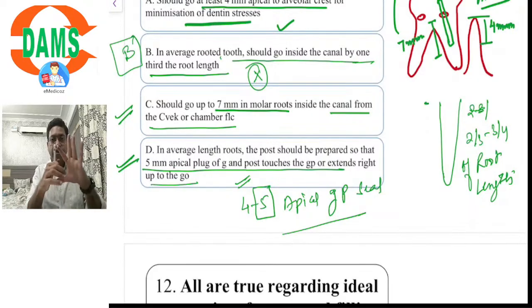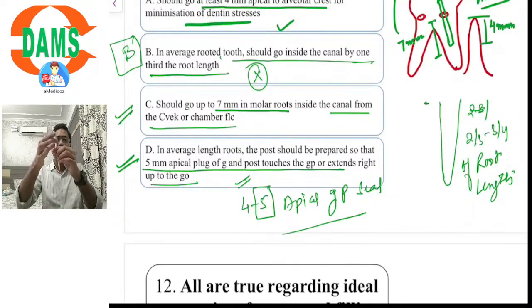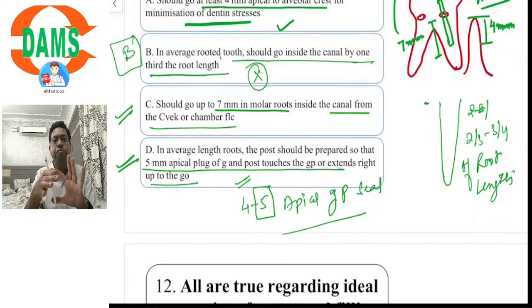So how much should be the total length of the post? For a regular single rooted tooth, it should be 2/3, 3/4 of the root length, which makes option B incorrect. It is saying it is 1/3 of the root length. No, it should be 2/3 to 3/4 of the root length. Whenever we talk about posterior teeth like molars, the length of the post, if this is the entire post, this is the root canal orifice, the length of the post below the root canal orifice should be maximum 7 millimeters, because beyond 7 millimeters there are curvatures in the root canal and post is placed only in the straight portion of the root canal.